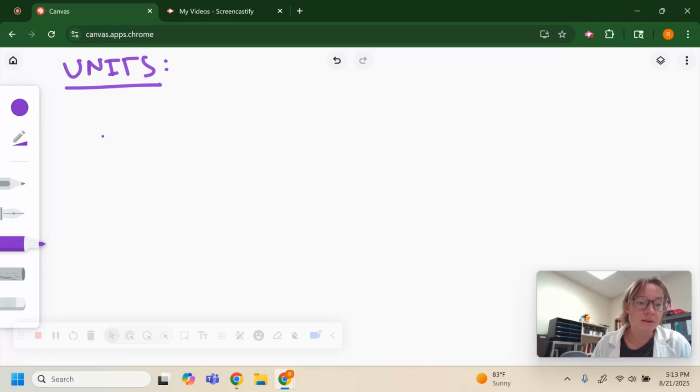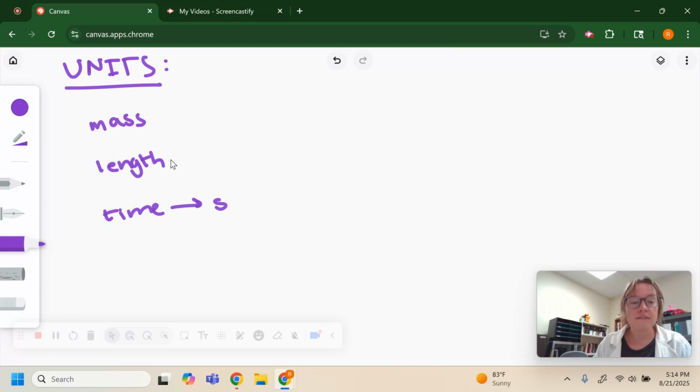For example, there are 3 main types of things that we will measure in physics. Actually, everything else that we measure is weirdly a combination of these things. But the 3 things that we measure in physics are mass, length, and time. If you measure a time, we use units of seconds. If you measure a length, we use units of meters.